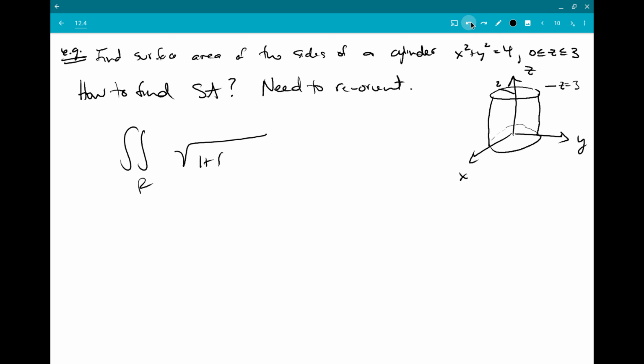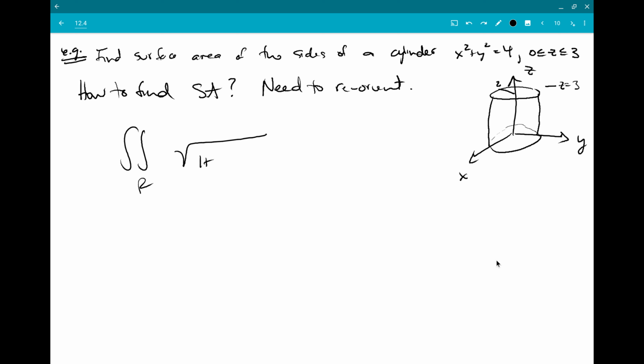So let's go ahead and do, which order does your book do? Okay, I don't know what your book does, but we're going to do xz.